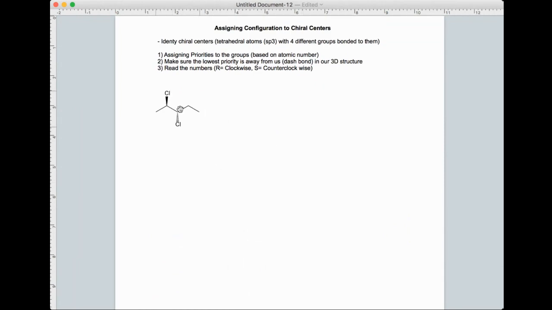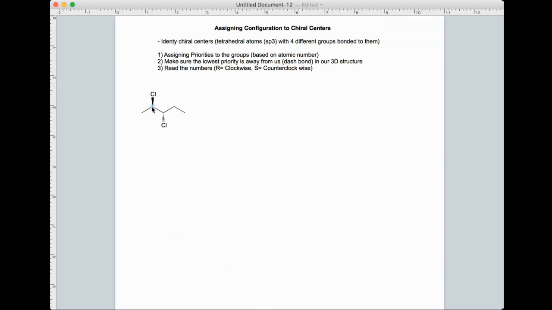Different notations and ways in which a molecule can be given to you, so you know what to do and how to work with it. So first I'm giving you this molecule. So it's obviously 2,3-dichloropentane, but we need to assign configuration here.